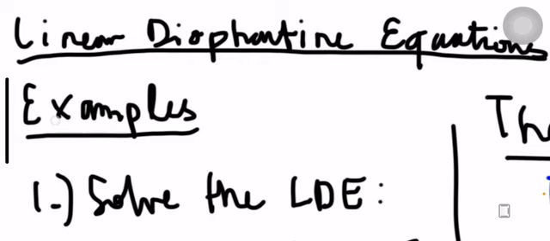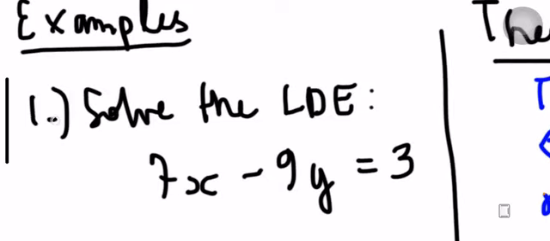For example, how do we solve the LDE, that's the linear Diophantine equation, given in this form. So we have 7x minus 9y equals 3.